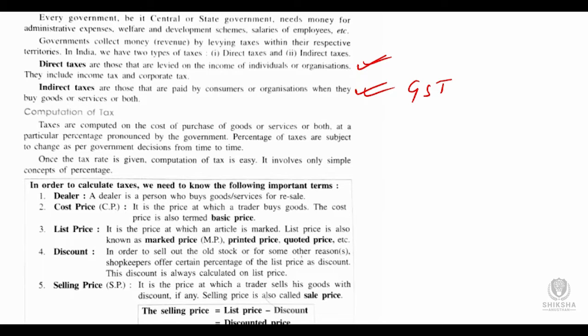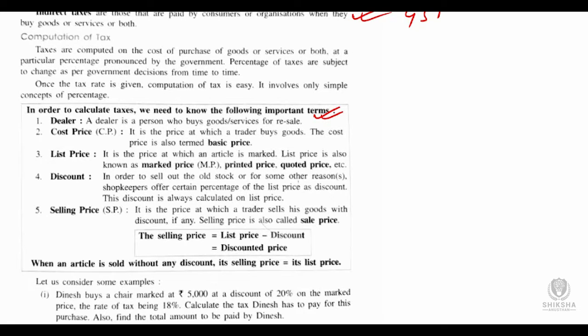Then, how to compute a tax? What are some important factors that we need to consider while computing? So, taxes are computed on the cost of purchases of goods or services, or both, at a particular percentage pronounced by the government. When government pronounces, government assigns some particular GST slabs on the basis of which the taxes are computed for the particular product. So, in order to calculate taxes, we need to know some important terms.